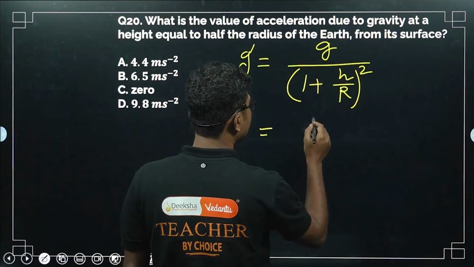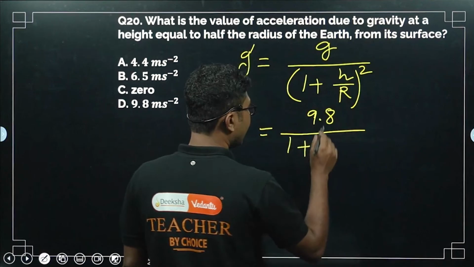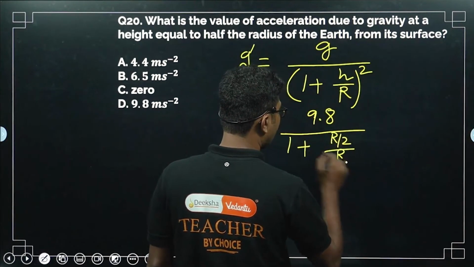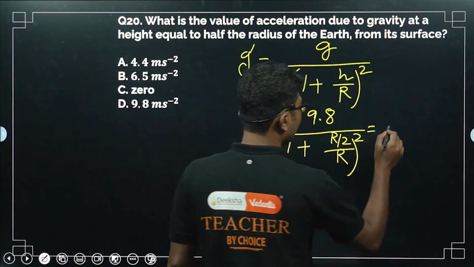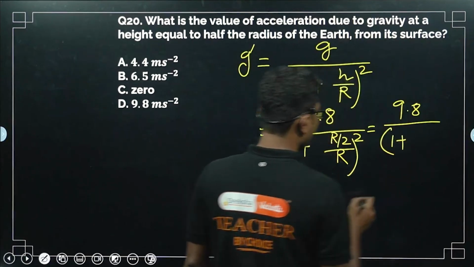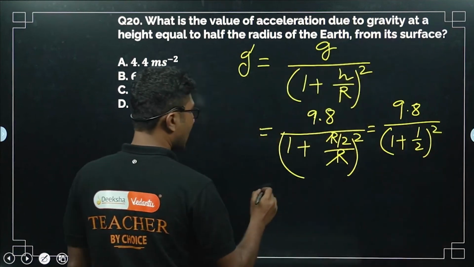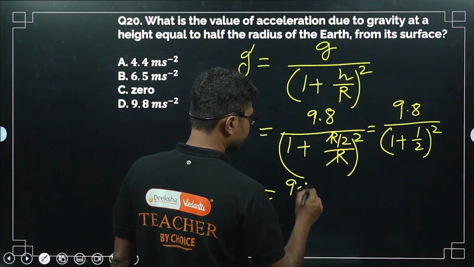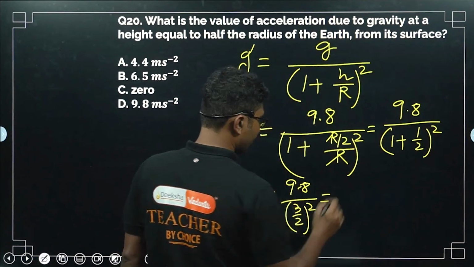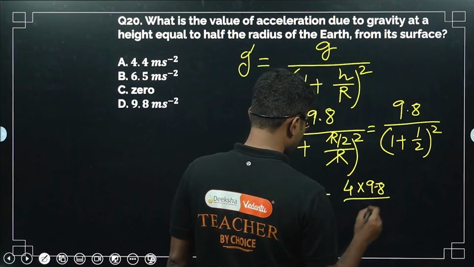Now we know that g is 9.8, and let me use 9.8 for now, divided by 1 plus height, which is said to be half of the radius, so it is r by 2 divided by r, whole square. So it will be 9.8 divided by, only mathematics is there, r cancels, half is there, whole square. So what is 1 plus half? 1 plus half is 3 by 2. 3 by 2 whole square. So it will become 4 times 9.8 divided by 9.